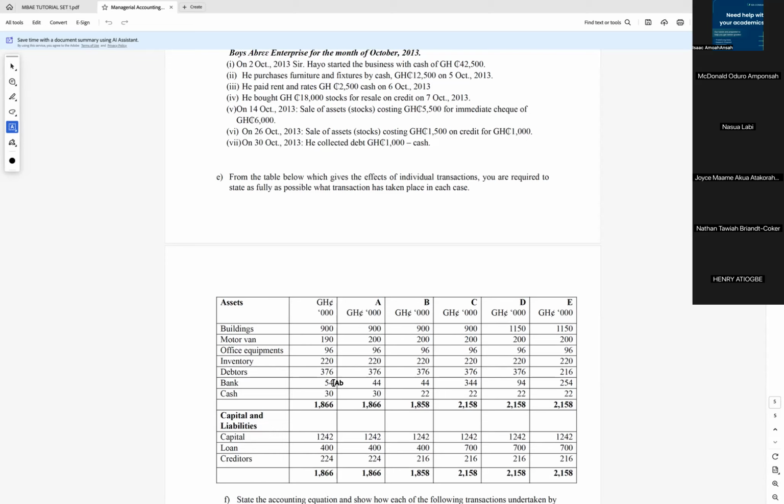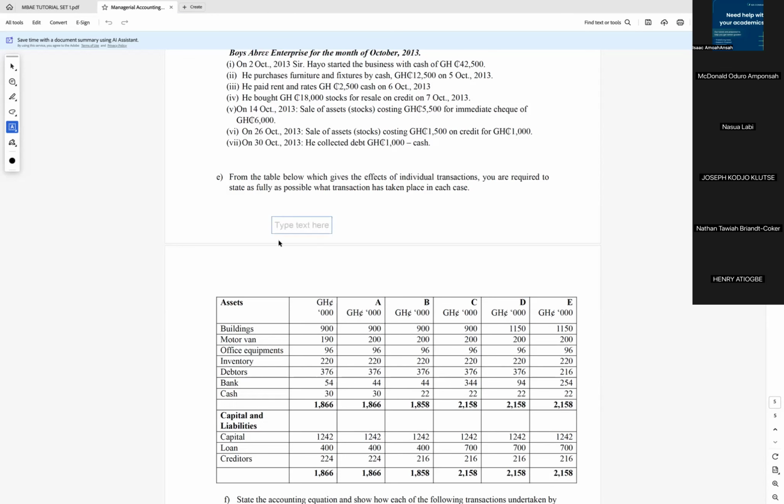What is the transaction? Who can tell us the transaction? Quick, we go. Let me try this. Go ahead, Ben. So paid a check of 10,000 Ghana cedis for a purchase of motor van. I would accept that one. Paid 10,000 Ghana cedis by check for a purchase of motor van. That's the transaction. Bought motor van worth 10,000 Ghana cedis with check. I can accept that one also.